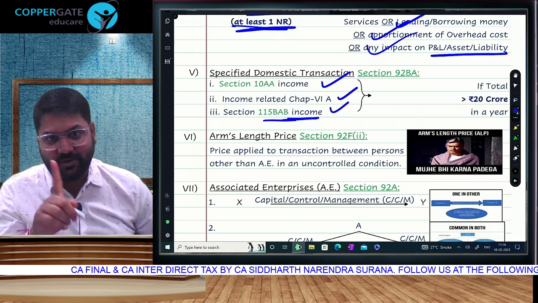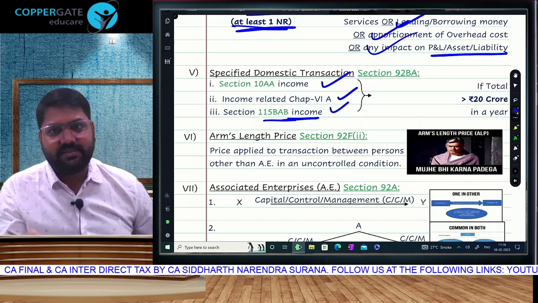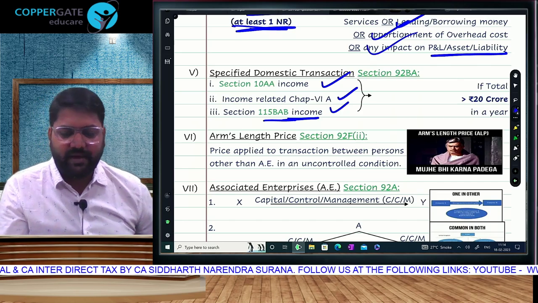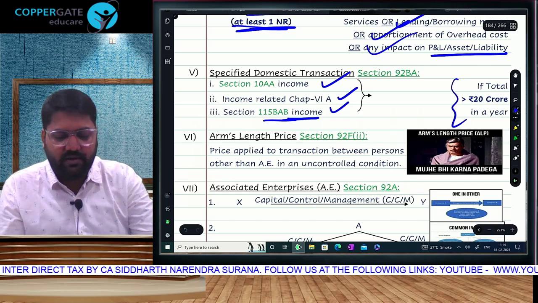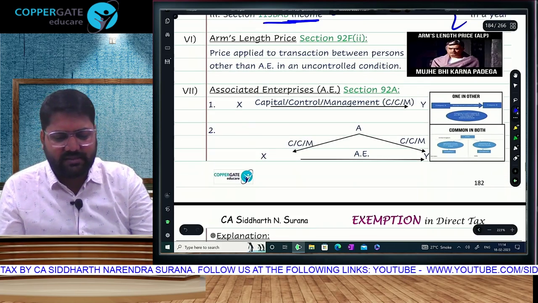There also, in MAT we saw 30% will be applied, and alternatively we can recompute the prices and compute as per the arm's length price if the total is more than 20 crore in a year. Arm's length price is already understood: the price of a transaction that we do with an unrelated party.